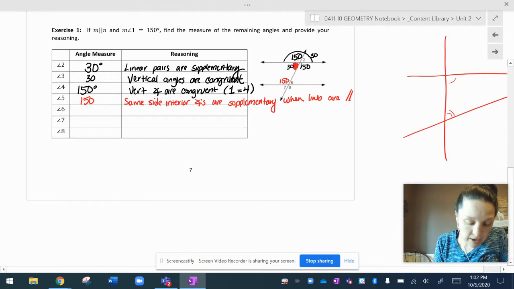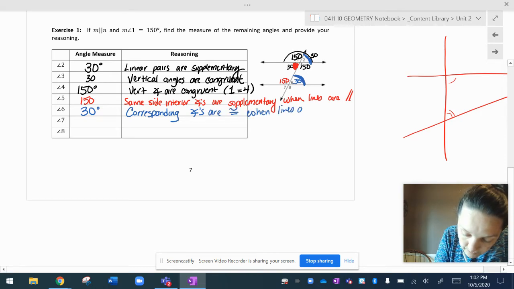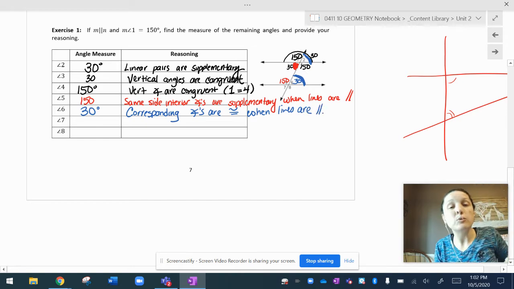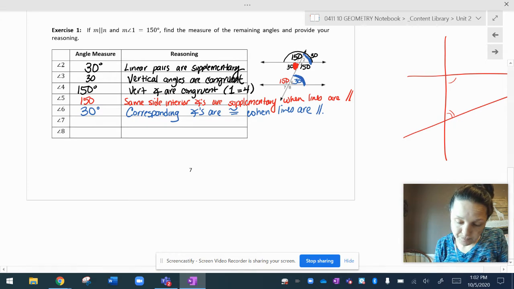And then 6, 7, 8, we can just go from there. I'm going to give you some other reasons here. 6 is going to be 30 because I'm going to look at 6 in the top right and 2 in the top right, and those are corresponding. So 6 is going to be 30 because corresponding angles are congruent when lines are parallel. That equal sign with a squiggle on top is the symbol for congruent.